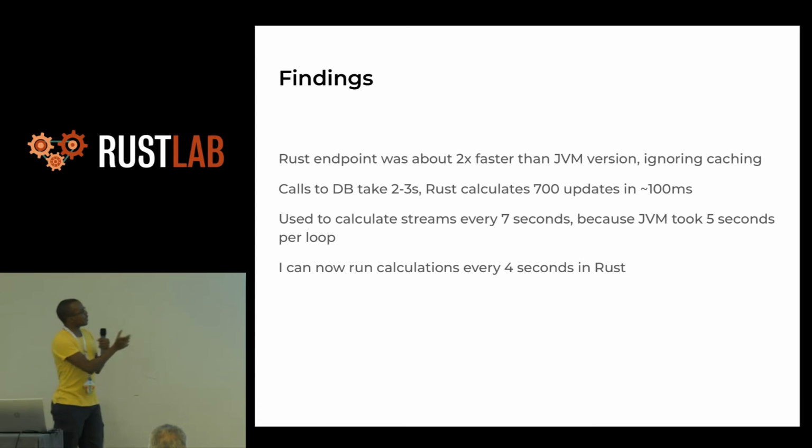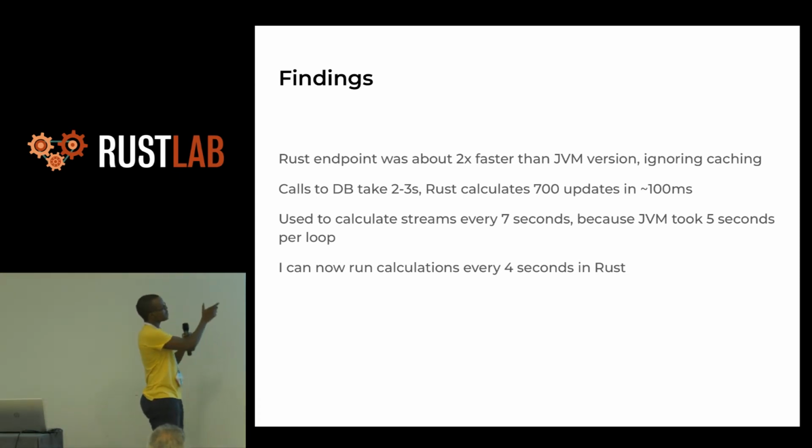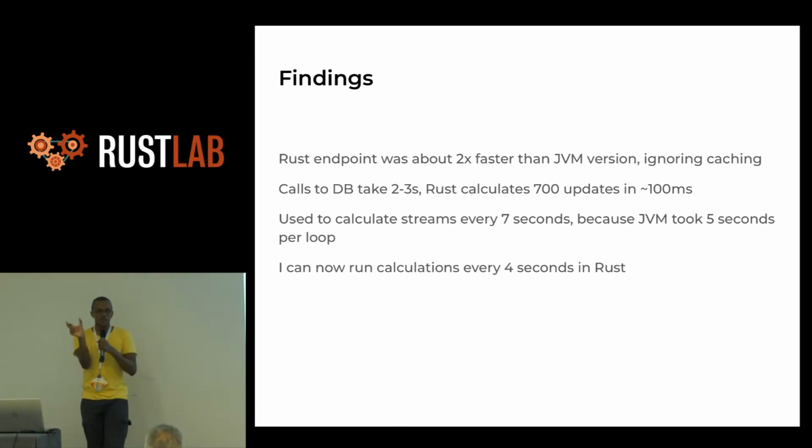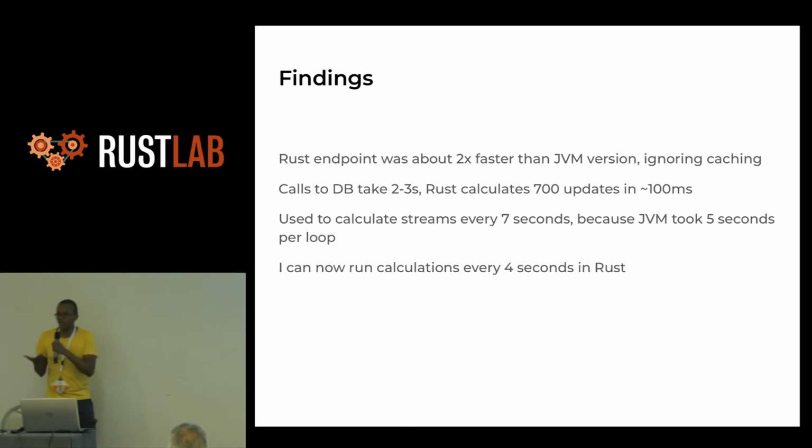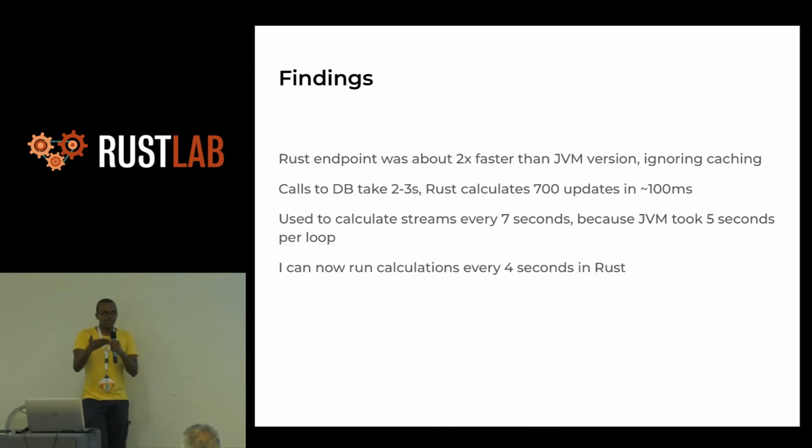Where we used to calculate streams every 7 seconds, because the JVM took 5 seconds per loop, we can now calculate updates every 4 seconds. But we don't do that, because updates every 4 seconds means somebody receiving data every 4 seconds, and not much changes between 4 and 7 seconds.